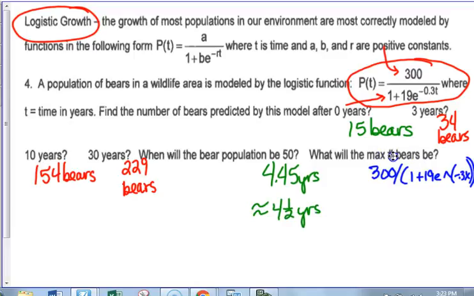What will the maximum number approach? What did we decide there? 300. And we got pretty close. If you scroll out to like 50 years, it comes out to 99.998 or something. So we're going with 300 bears would be the maximum that this environment could support.